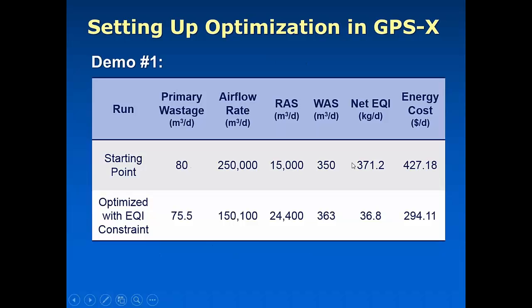So this is where we started out with our $427 per day of energy cost. And while we were keeping that EQI constraint, that effluent quality constraint in there, it now reduced it down to $294 per day. By making these changes, it dropped the primary wastage, it dropped the airflow, it put the RAS up a little bit, also changed the wastage a little bit, and so on. So it's now making those changes as it wants to by doing that numerical optimization.